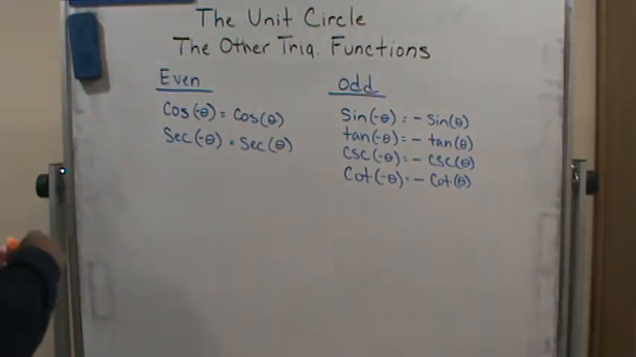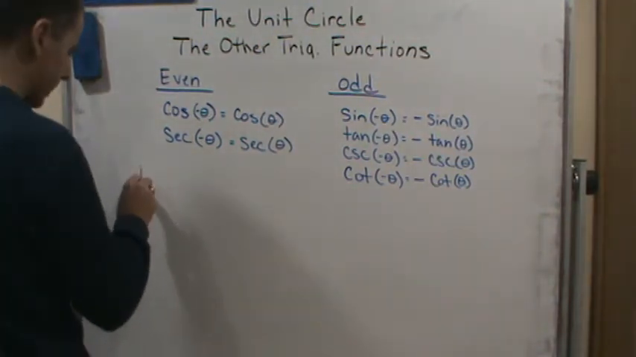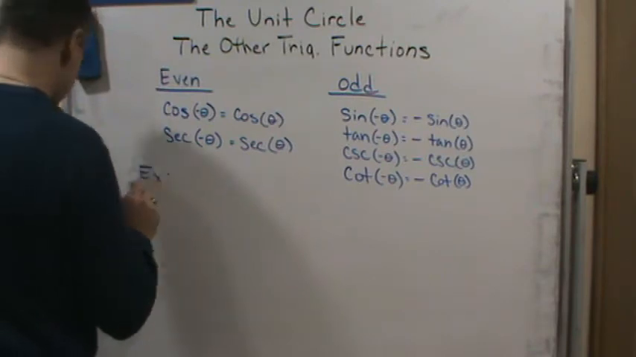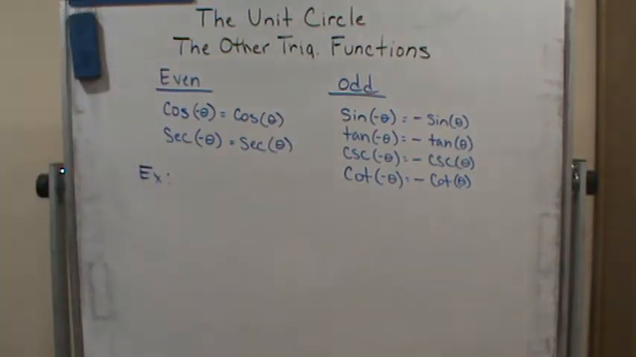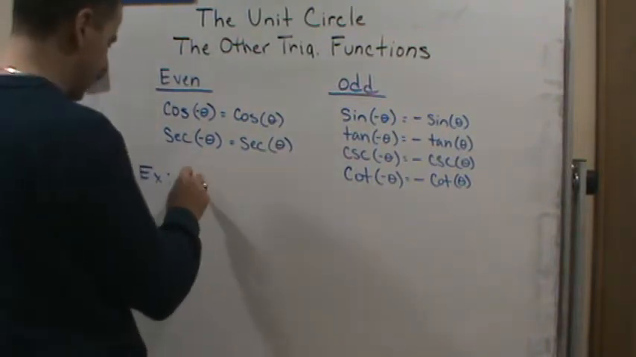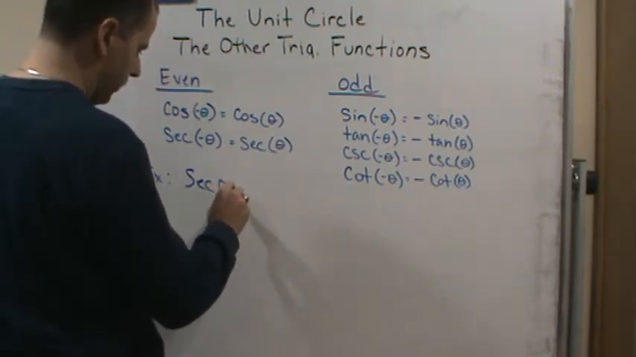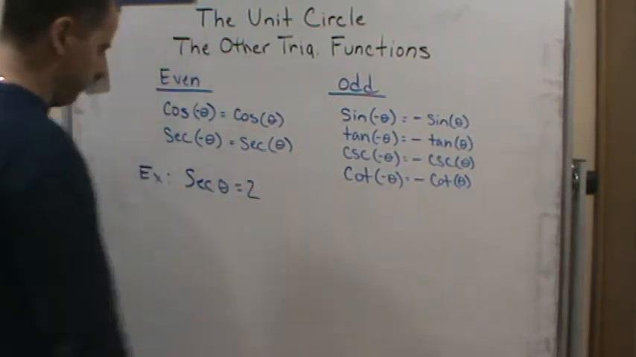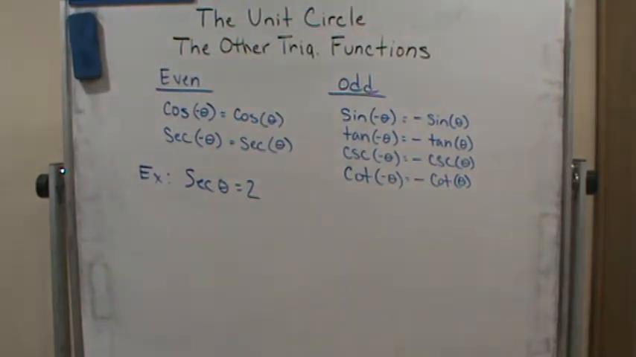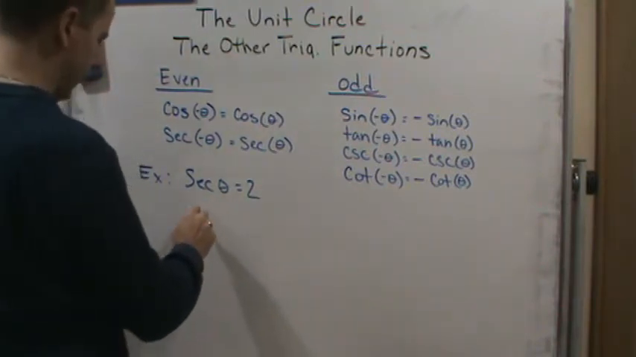Now, let's do an example. So the example is this. They say, hey, if the secant of an angle T is 2, okay? So we know that secant of an angle theta is 2. Okay, so that's what they're giving us. They're asking us, what is the secant of negative t? Or excuse me, negative theta.